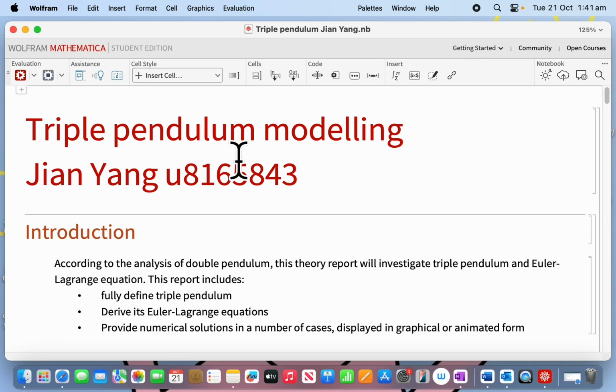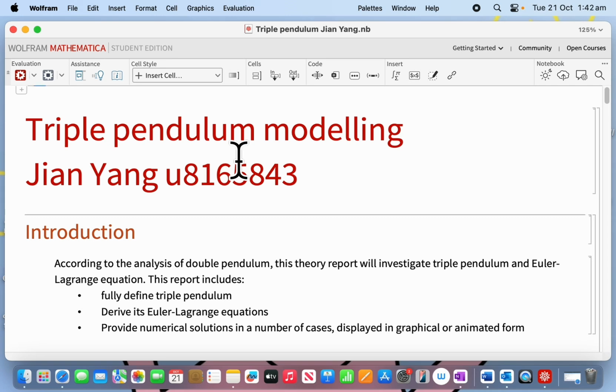So this video has three parts. The first part is I want to introduce my triple pendulum mathematic theorem report. Second, I want to use VPython to show you a moving video, like a diagram. And the last one is I will show you 3 experiment videos to check whether my experiment roughly matches my theory report.